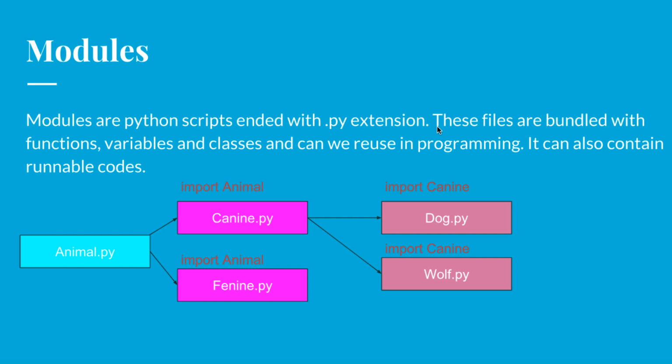So for example, here you can see the animal. When we talk about object oriented principles, animal is one script, and you want to import the functions available in that particular animal Python code, or variables and classes, into a different class. You can use the import statement. And the same thing happens. For example, canine is an animal, so you can import animal in canine. Same thing with feline, and then the same thing with the dog and the wolf.